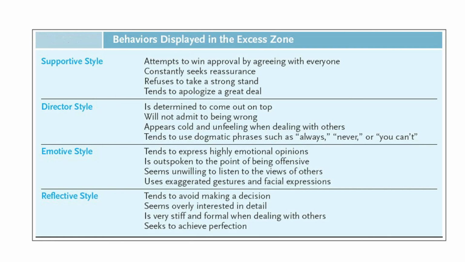So let's take a look at the behaviors. I'm not going to read it all. You can pause the screen and take a look at it, or we can take a look at it later in class. You have supportive style, attempts to win approval by agreeing with everyone. Director style is determined to come out on top. Emotive style tends to express high emotional opinions. And reflective style tends to avoid making a decision.